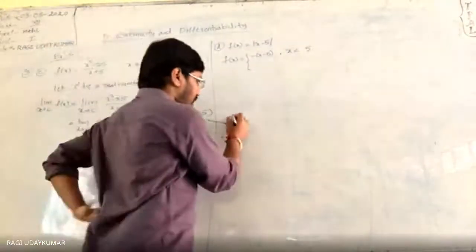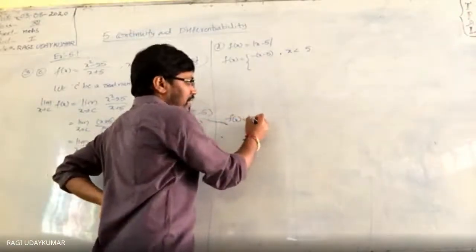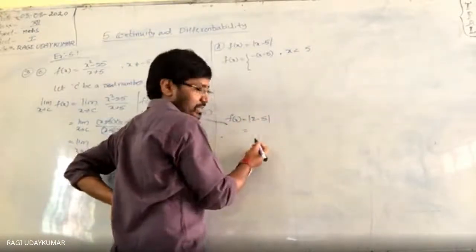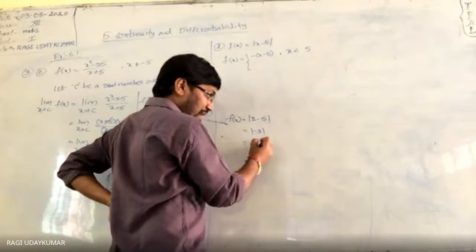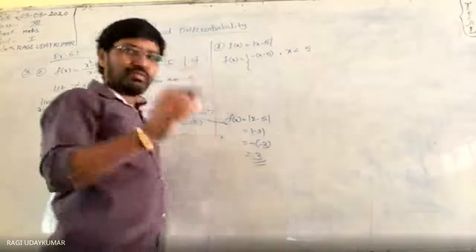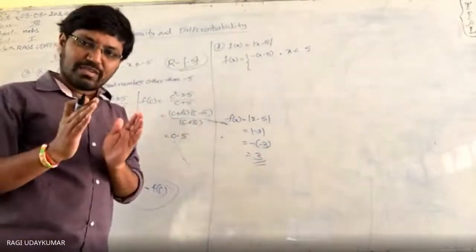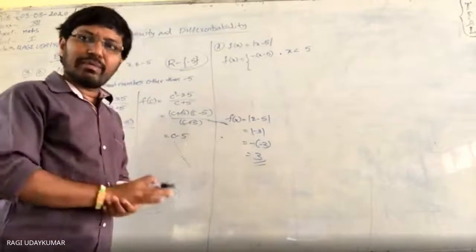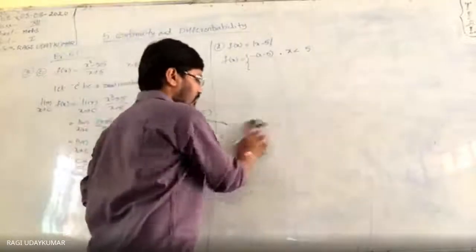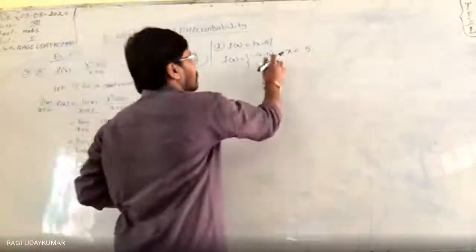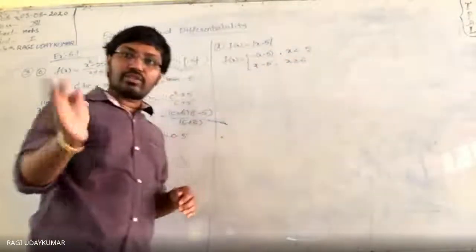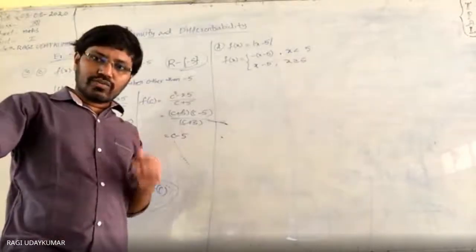Normally, f of x is mod of x minus 5. Suppose I take x as 2, which is less than 5: 2 minus 5 is -3. Modulus of -3 requires multiplying by minus to make it plus 3. Modulus function is nothing but when you have a minus in the modulus, it will become positive. So this is another way of writing this function. And x minus 5 will be there if x value is greater than or equal to 5.